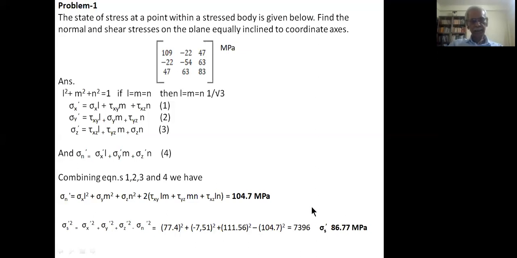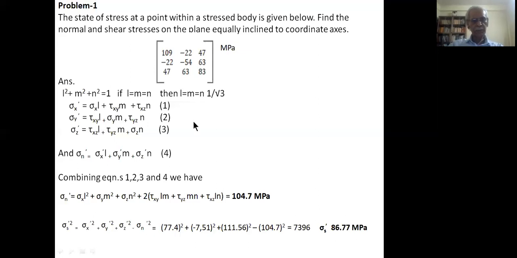Now, is this clear? Or shall I go back and repeat it again? The question is, the stress matrix is given. All you have to do is, they have also given you hints for the direction cosines. How have they given it? They have said that the plane is equally inclined to the coordinate axes. What it means is he is inclining the oblique plane in different directions. For a given direction where L equals M equals N, and obviously L square plus M square plus N square equals 1, then L, M, N equal 1 by root 3. For this condition, he is asking you to find the normal and shear stress on the plane.